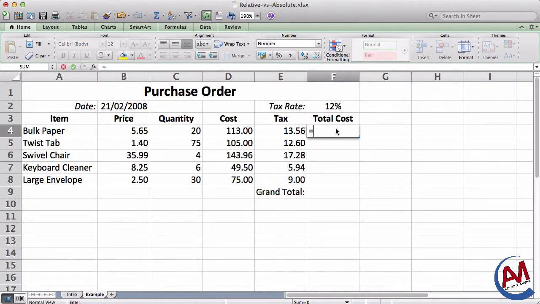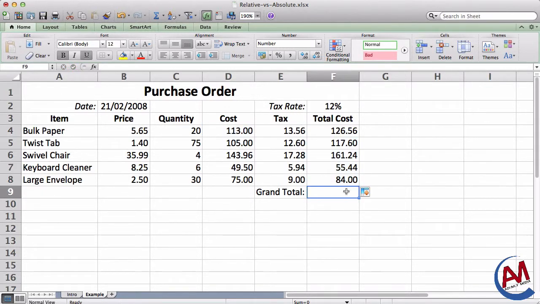Total cost is again a quick formula of the cost and tax added together. I can use relative referencing for this. Finally, for the grand total, I can use a function and just sum all these up. And there you go. This is the total of all my office supplies. And that's how you use relative and absolute referencing within Excel and when to use them.